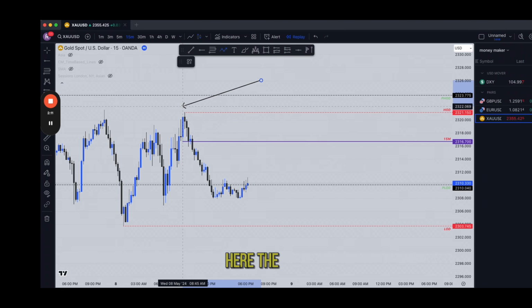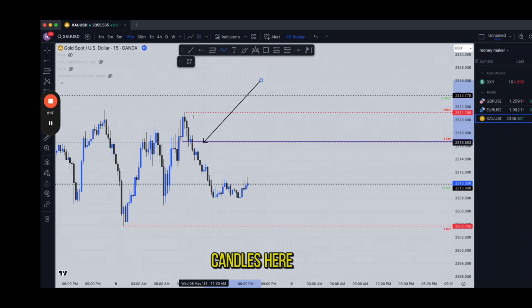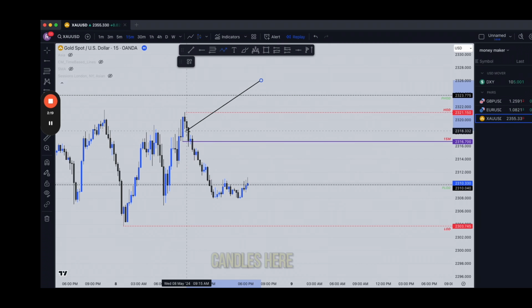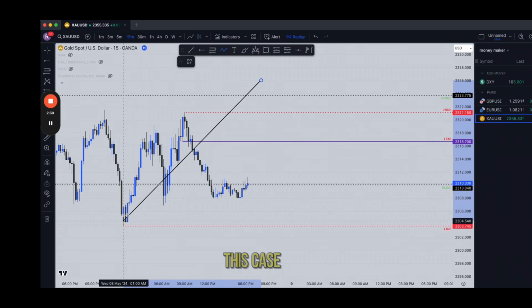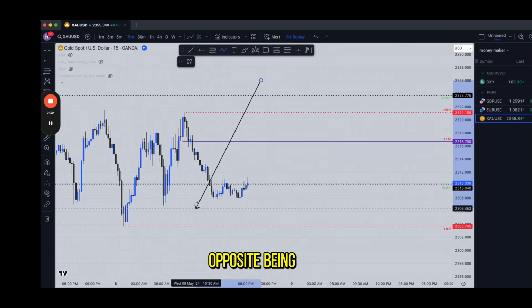The way I mark mine, I don't know if you ever watch Signal King, same kind of way he does it. My black candles here are my bearish candles, okay? And my blue candles here are my bullish candles. So if we're looking from the sell-off here, the previous candle before that was bullish. It's got to be the opposite of the run, so if it's a bullish run, it's got to be the bearish candle.